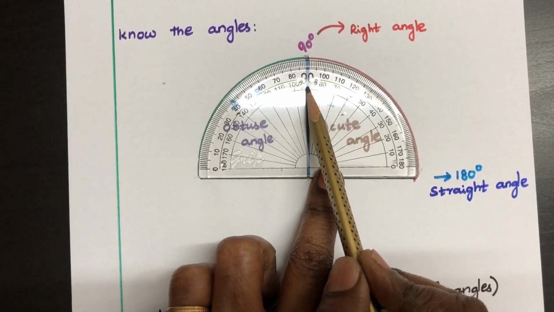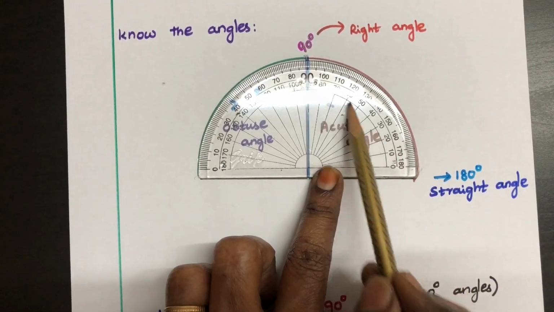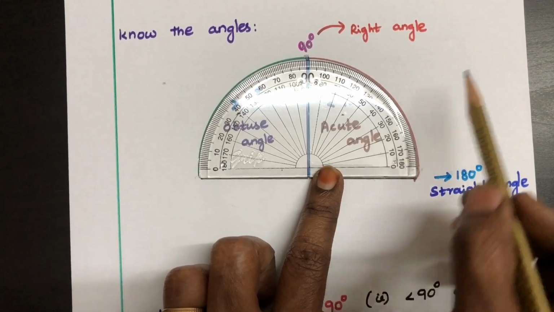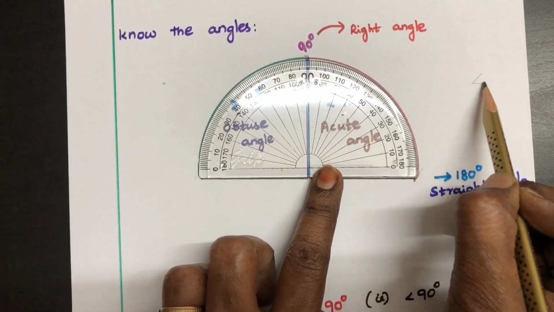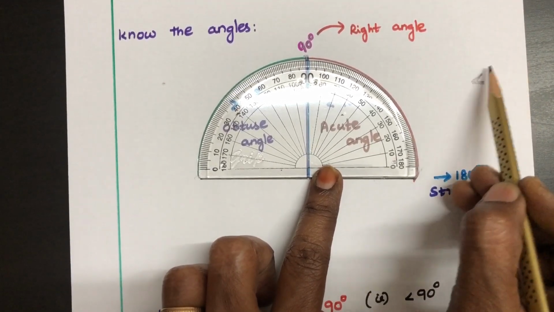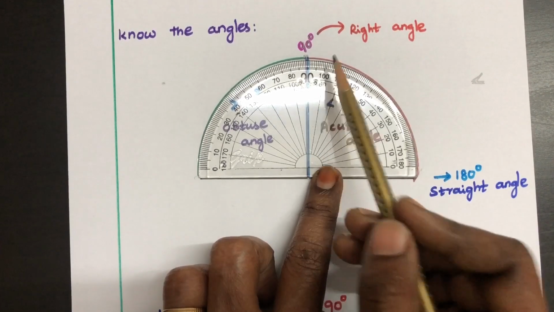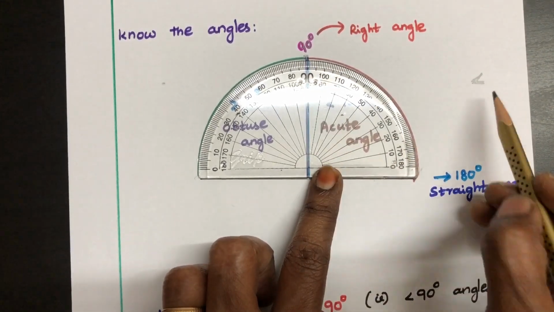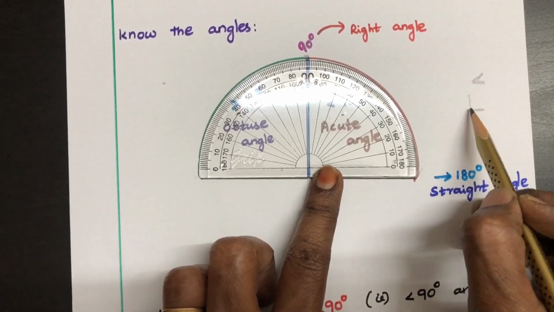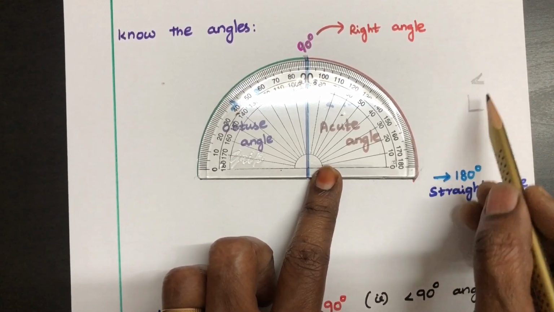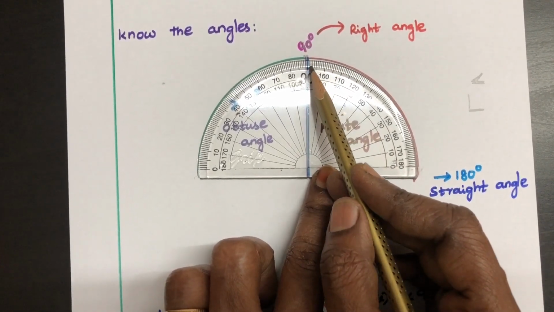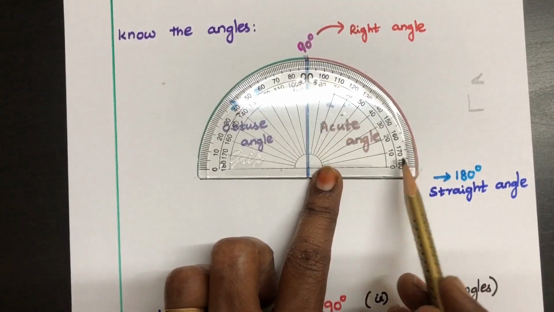Up to 90 degree, the angles are called acute angles. These are all acute angles. It is in the shape like this. Right side, over right side, it will be like that, acute angle. After that, this 90 degree L shape angle is called right angle. Inside 90 degree, if the angle is there till 89 degree, it is acute angle.